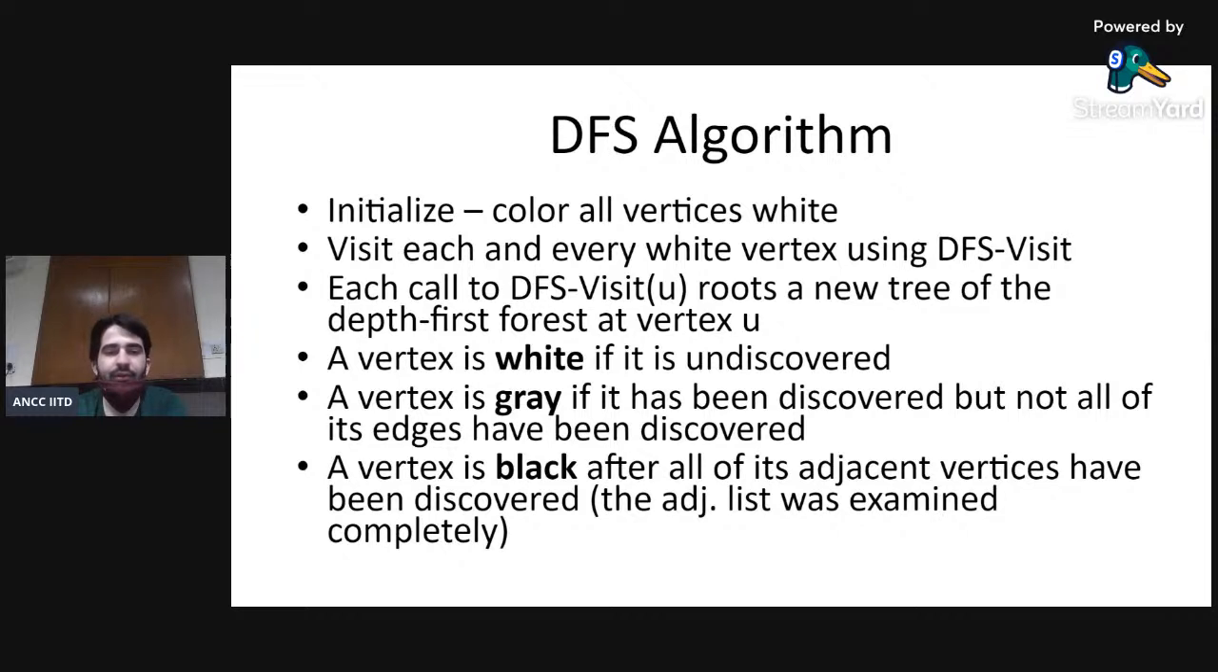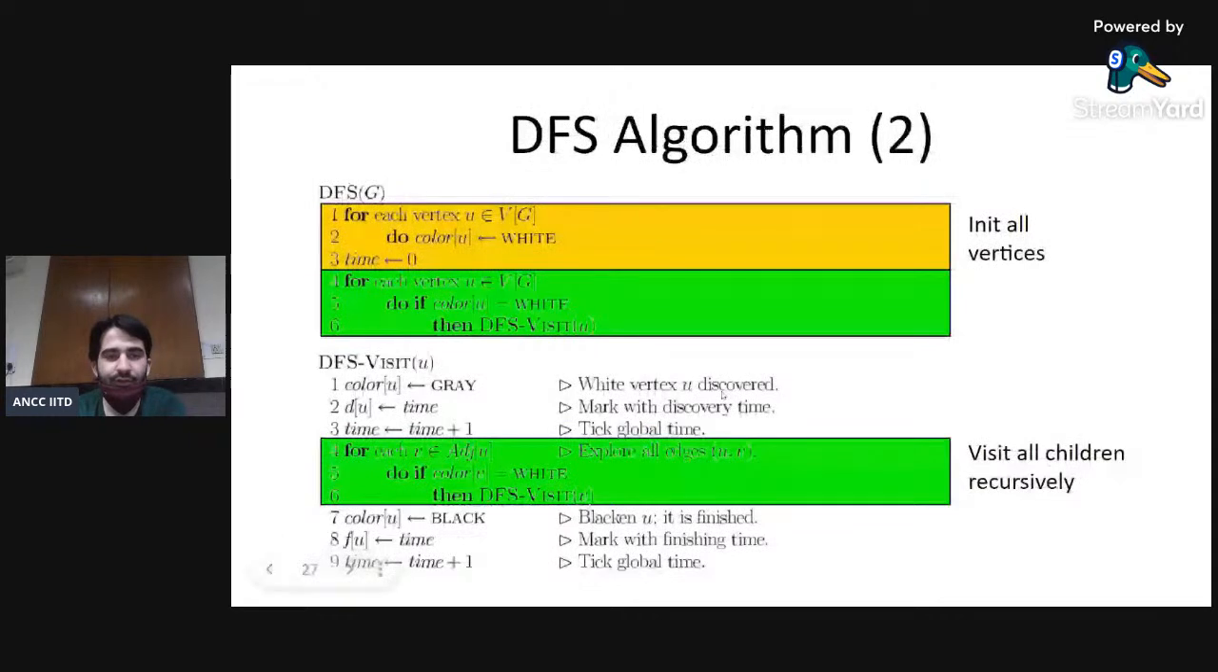So this is how we would implement the algo. We initially color everything white. We have a timer, time 0. For each vertex in the vertex set, if color is white, then we visit that vertex.